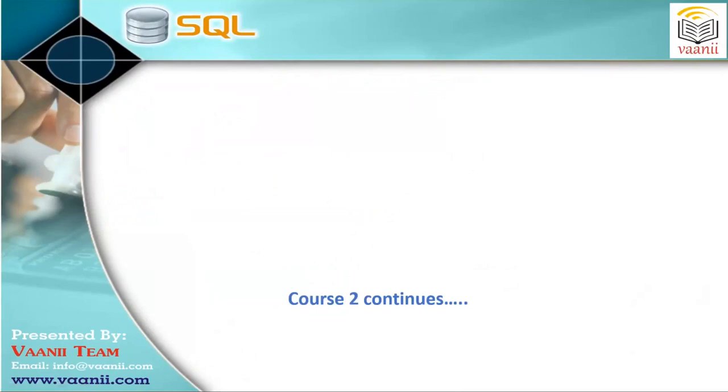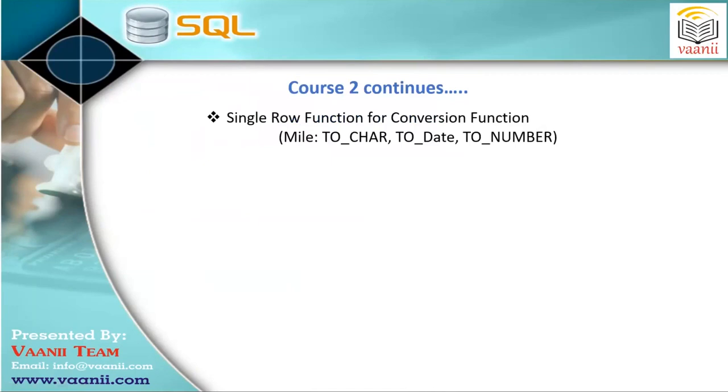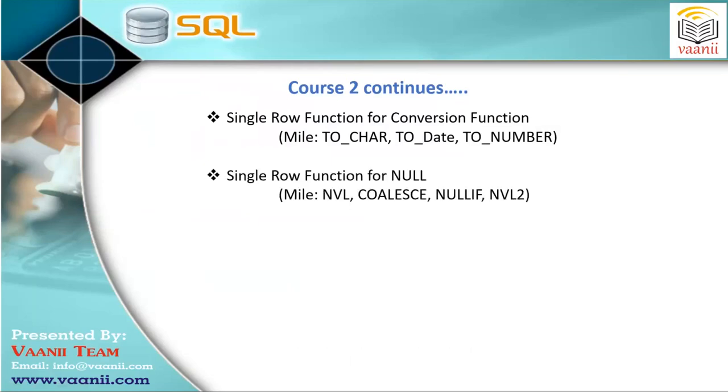Now let's see a few more topics we are going to cover in level 2. Single row functions related to conversion: to char, to date, to number, and then the null functions, wherever we have to deal with null values, how we can use these null functions to resolve issues related to null.